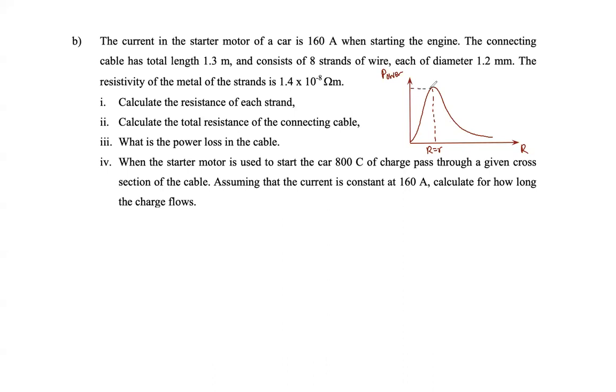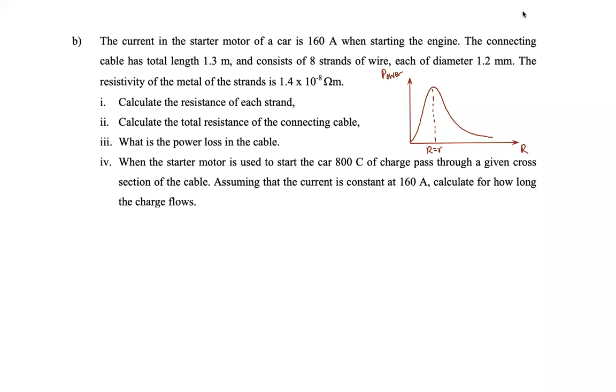This value is going to be E squared over 4R for a circuit which looks like this. For a circuit which has a battery with EMF E and internal resistance R, and should have a resistor like this, a variable resistor. Okay. Next one. Now moving on. Next question.